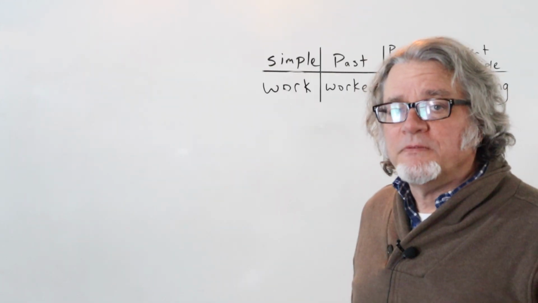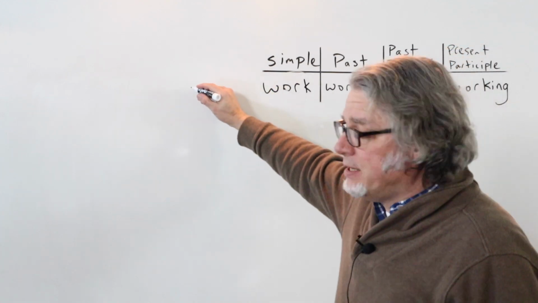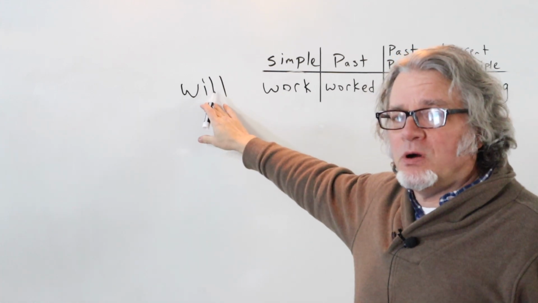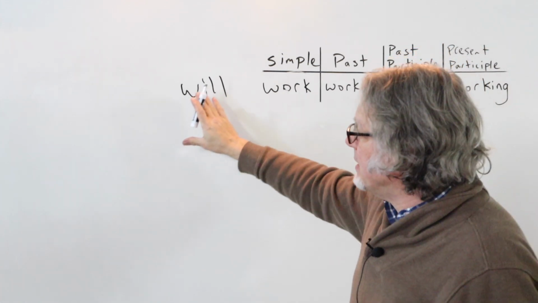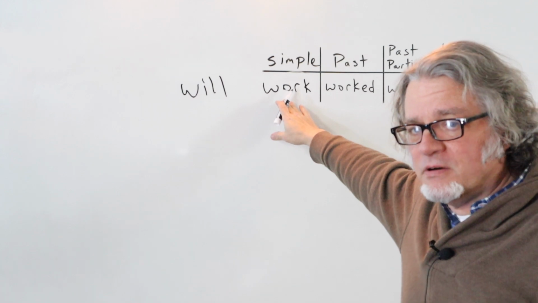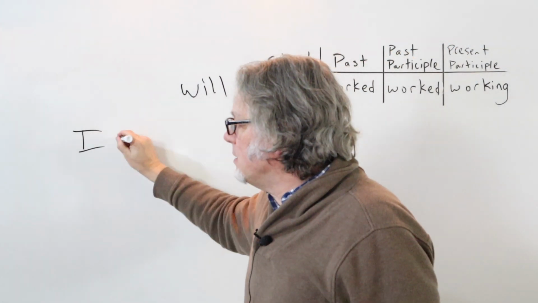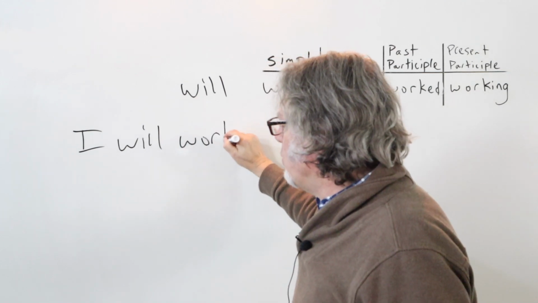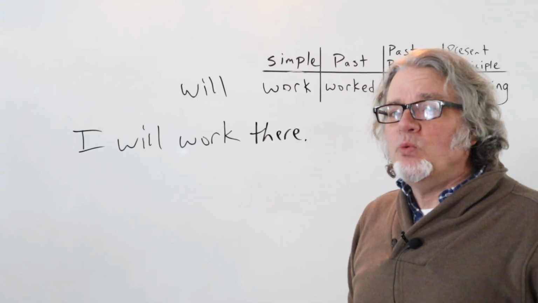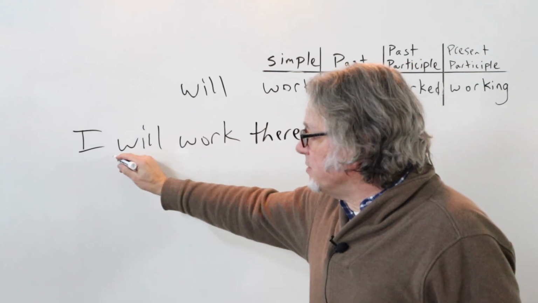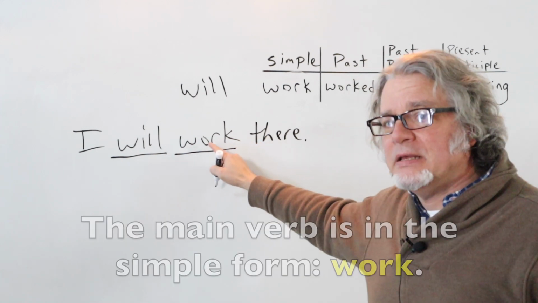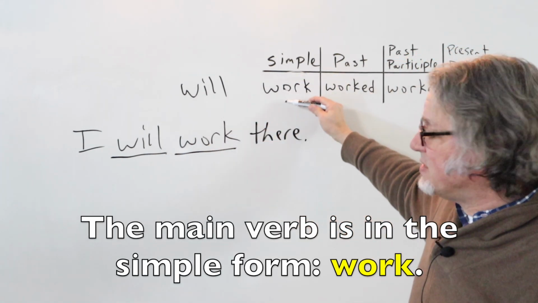The easiest way to form the future tense is by using the modal verb will. Will is a helping verb, or you can refer to it as a modal verb, and use this with the simple form of the verb. I will work, and then we'll use the word there. I will work there. Here's the helping verb or modal verb. Here's the main verb. The main verb is in the simple form.